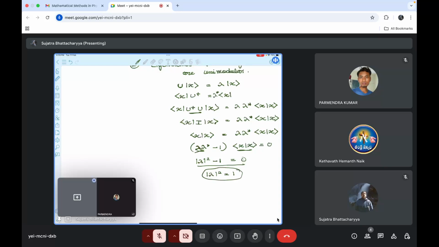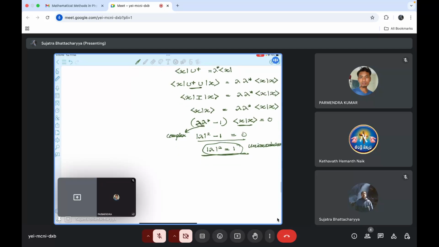So this is coming entirely from the complex part, right? So you can see this is mod lambda square, which is equal to 1. And hence we are calling the eigenvalues unimodular. Okay, this is the part. Fine.